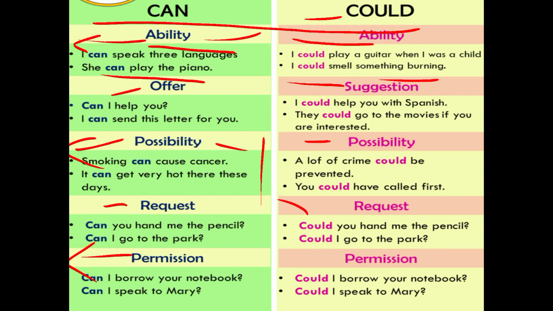Now if you get a permission, so can and could. But if you are asking in a very polite way, so "Could I borrow your notebook?" So it shows some kind of politeness or softness. So you can use could instead of can here. So can is used in informal senses, but if you are somewhere else, so you have to use this. So there is a difference in degree only.